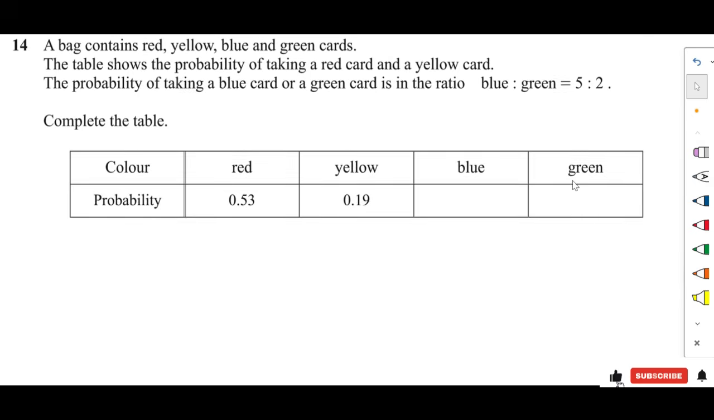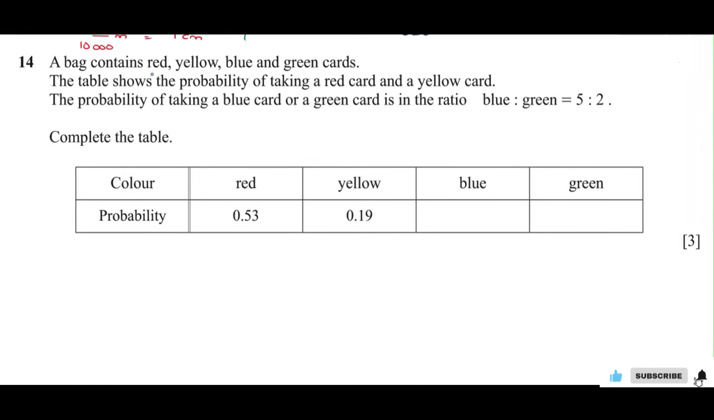Question number 14. A bag contained red, yellow, blue, and green cards. The table shows the probability of taking a red card and a yellow card. Red and yellow probability is given. The probability of taking a blue card or a green card is in the ratio blue to green is 5:2. Complete the table.